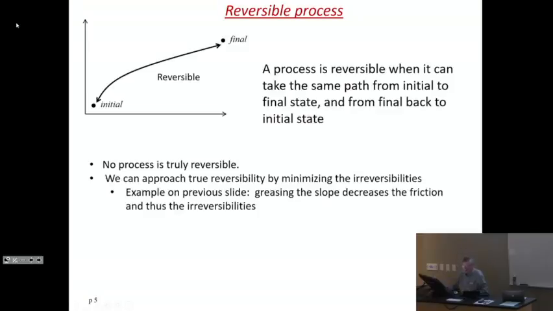So let's bear in mind this is an ideal situation. No process is truly reversible, and we can approach reversibility by minimizing the irreversibilities. In the previous example of the block on the slide, that just means greasing the slide, which decreases the friction, and that decreases the irreversibilities.